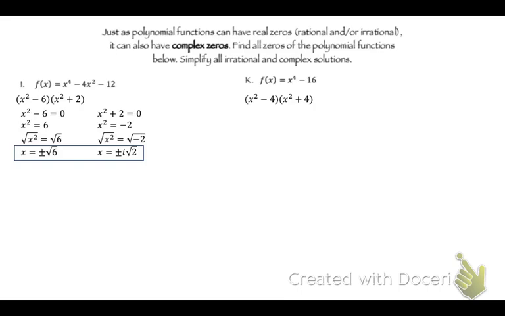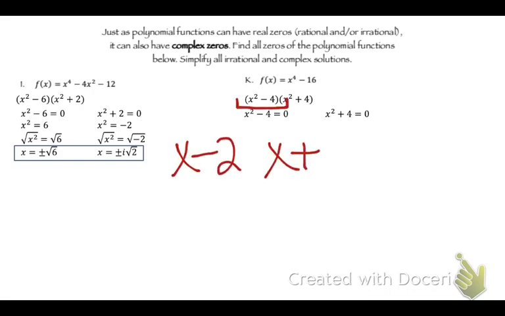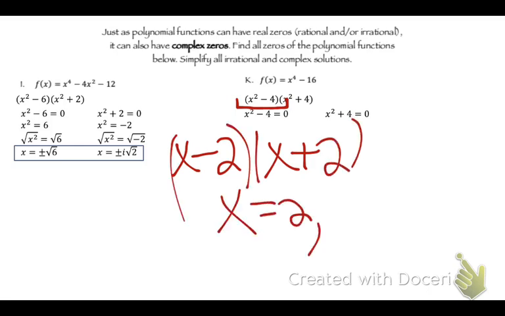Now that x squared minus 4, we could have factored that further. So if you wanted to right here, we could factor this a little bit further to x minus 2 and x plus 2. And then x would equal 2 and negative 2.